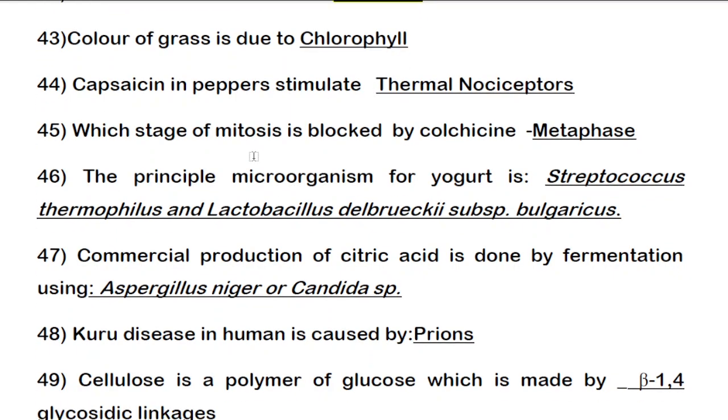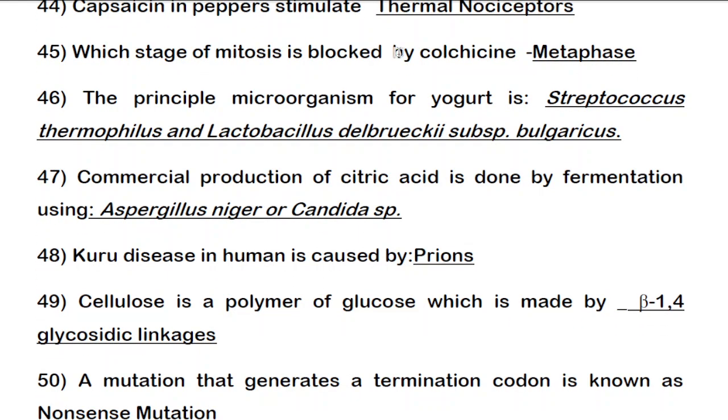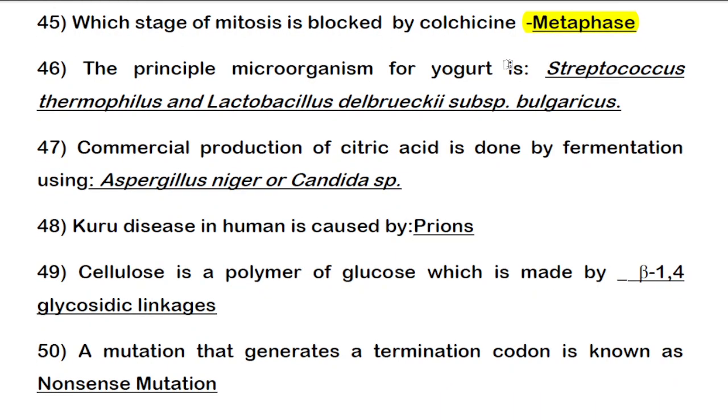Okay, 45th question, which stage of mitosis is blocked by your colchicine? So the correct answer is metaphase. So colchicine is generally employed for your karyotyping. 46th question. The principal microorganism that is responsible for fermenting your yogurt is Streptococcus thermophilus, and the other organism is Lactobacillus. Both are coming under the class called lactic acid bacteria.